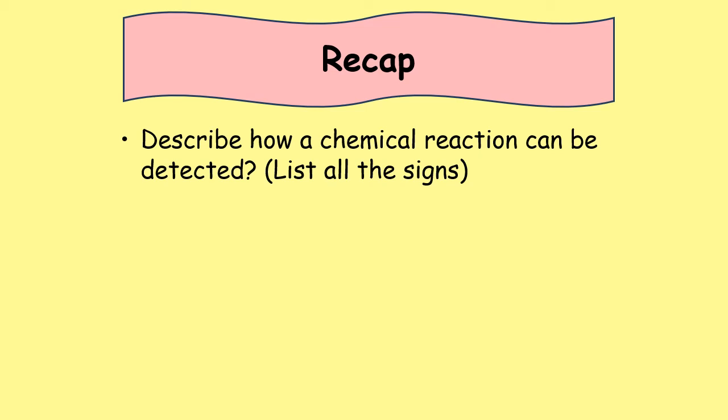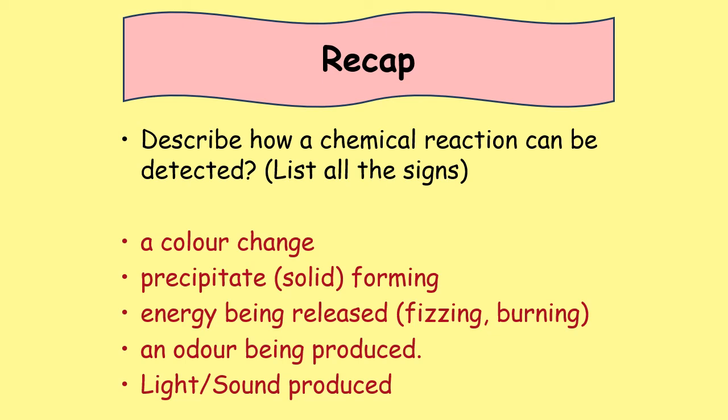So this is your opportunity to write a list of signs of a chemical reaction. List as many signs as you can. If you're joining us after having paused the video, the signs of a chemical reaction are things like a color change, a precipitate forming, which means a solid forming, and energy being released, so that could be light, getting hot, or getting cold. Also an odor or a smell being noticed, bubbling or fizzing, and you might also notice light or sound being produced.